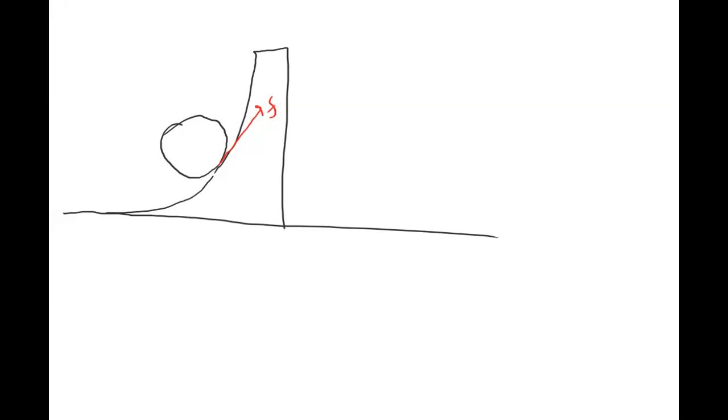Because of this, the rotation of the object, which was like this, will slow down. Omega will decrease. Okay. And because of the fact that there is an mg also acting down, v will also decrease.